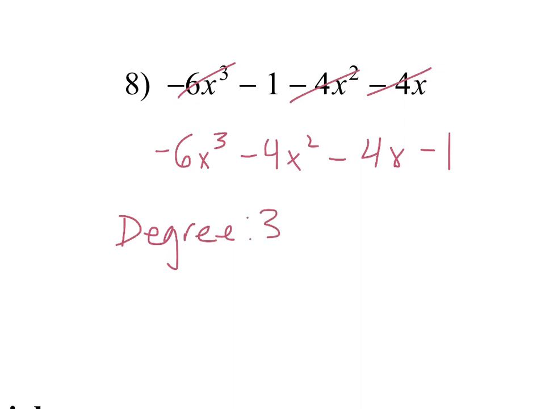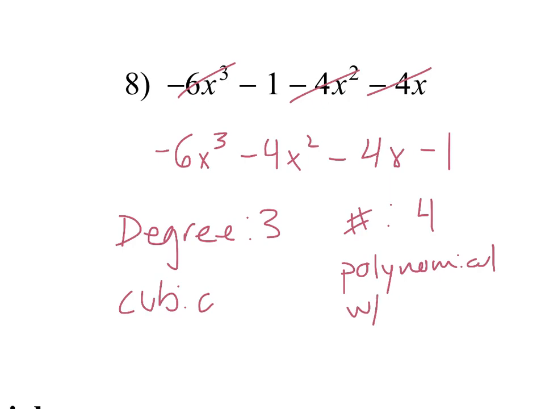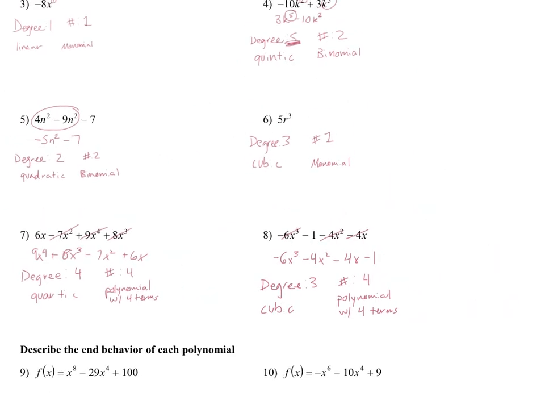What do we call something with the highest degree of 3? Cubic. And what's our number of terms? 4. So it would be a cubic polynomial with 4 terms. Any questions on this first part?